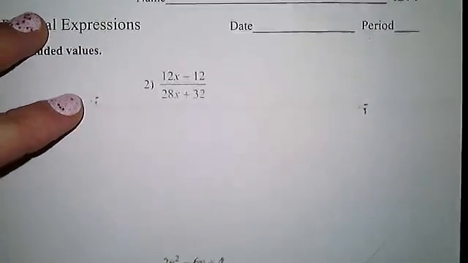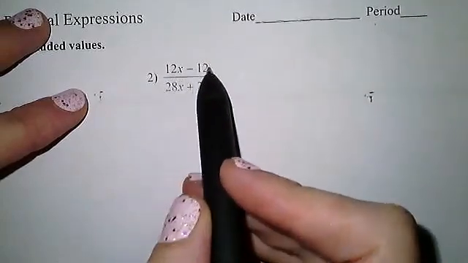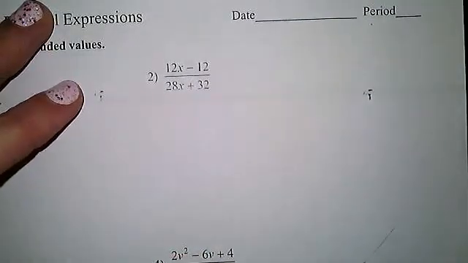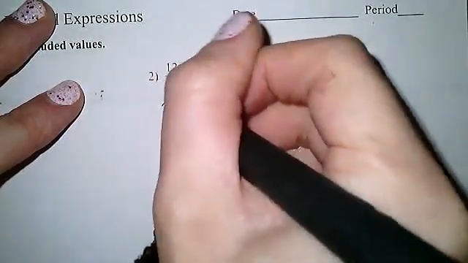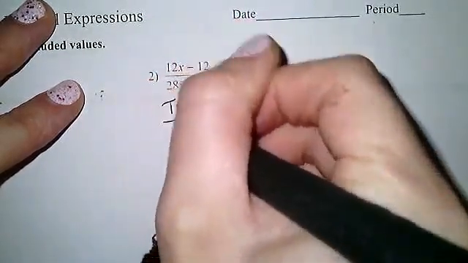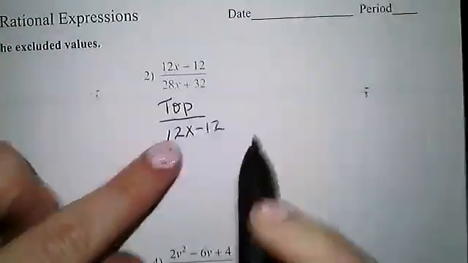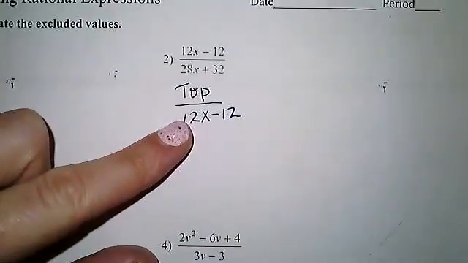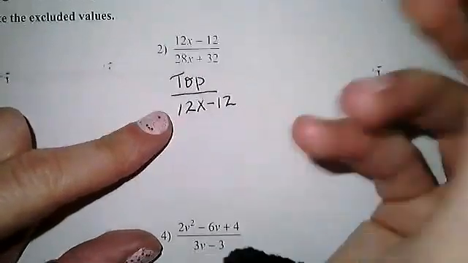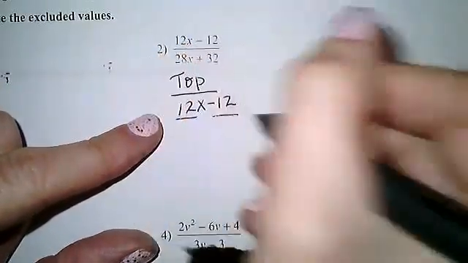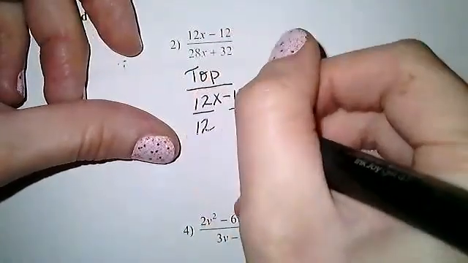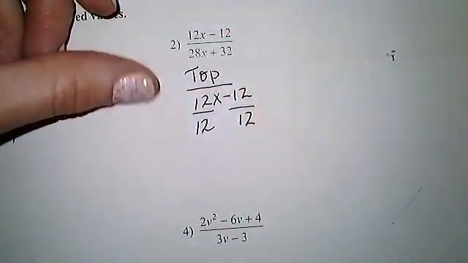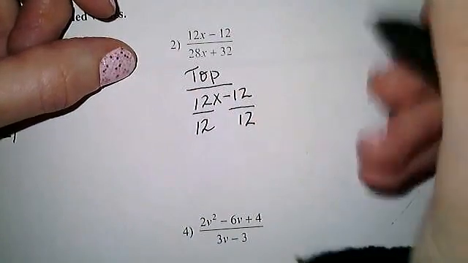Anybody know what the greatest common factor of 12 and 12 is? What can I divide both of these by if they both have a 12 in them? Even bigger. If they're both 12s, you can divide them both by 12.